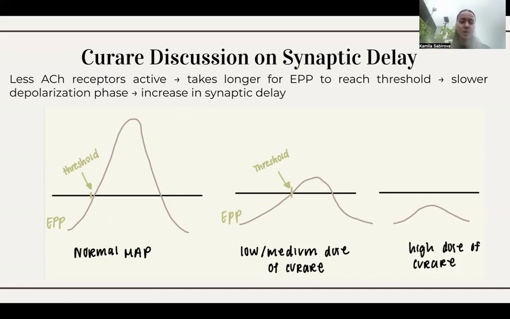Synaptic delay is based on the fastest conducting fibers. If those weren't blocked by curare, the timing of MAP initiation would remain the same. So even though curare slowed or weakened EPPs in some fibers, the unaffected ones still fired normally, which explains why the overall synaptic delay stayed consistent in both groups.